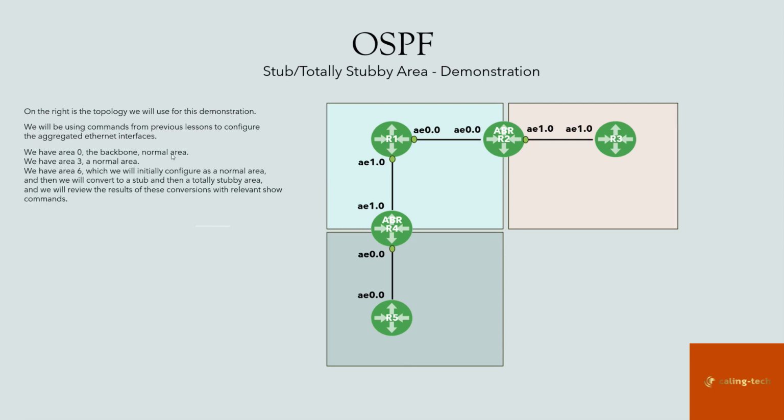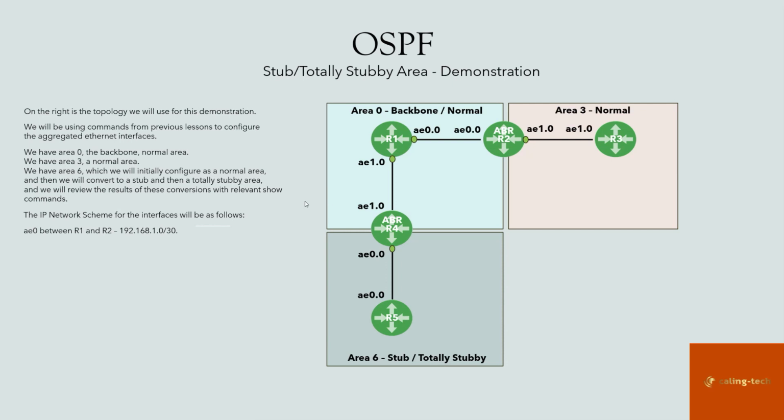So we have area 0, the backbone area, the normal area. Well, it is a backbone and a normal area. We have area 3, which is a normal area. And we have area 6, which we'll initially configure as a normal area. Then we're going to convert it to a stub and examine what happens. And then we'll configure it as a totally stubby area and also examine what happens there with all the relevant show commands.